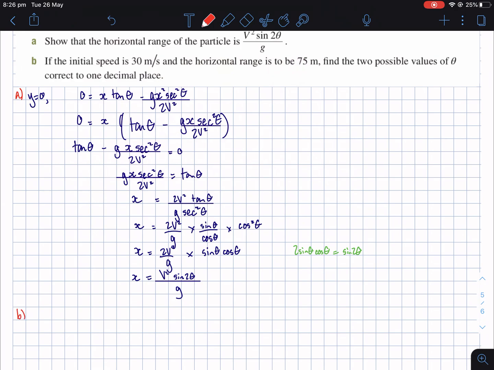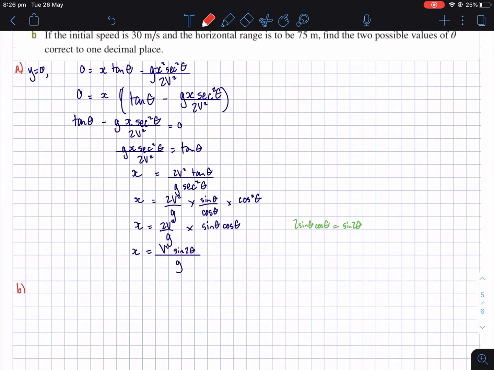Question B. Initial speed is 30, horizontal range is 75. Find 2 values of theta, correct to 1 decimal place. Alrighty then. So they're saying 75 equals 30 squared times sine 2 theta over, I'm just going to let this be negative 10.